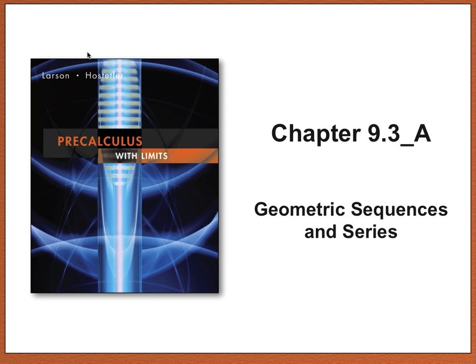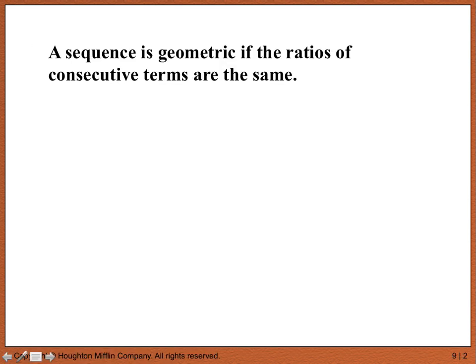This is section 9.3a, Geometric Sequences and Series. A sequence is geometric if the ratios of consecutive terms are the same. Now we've already seen arithmetic sequences, and we remember that with arithmetic sequences the difference between consecutive terms is the same. Well, with a geometric sequence we're still looking at consecutive terms, but now we're dividing one by the other. We're finding the ratios.